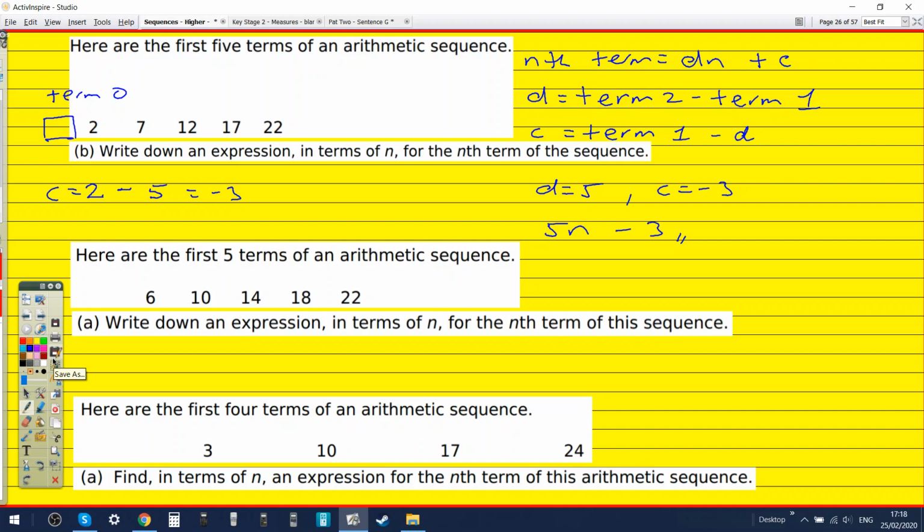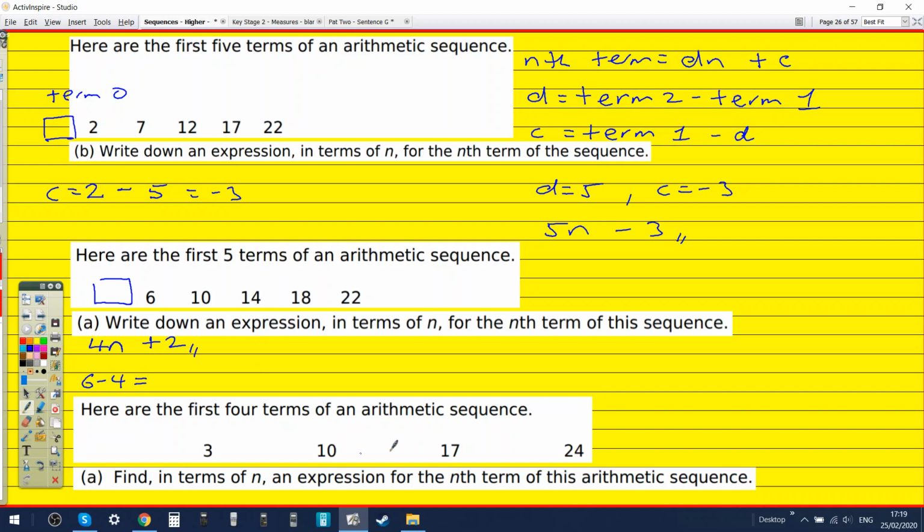So that's all adding 4, so 4n. Minus 2. So what is 6 take away 4? 2. And so before n? Add 2. Yeah.